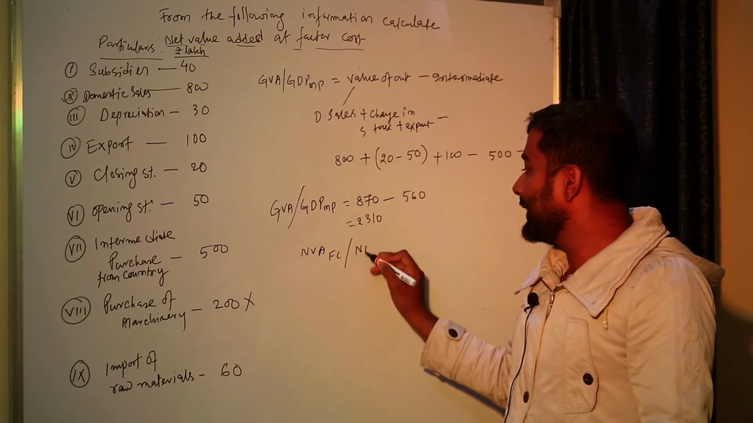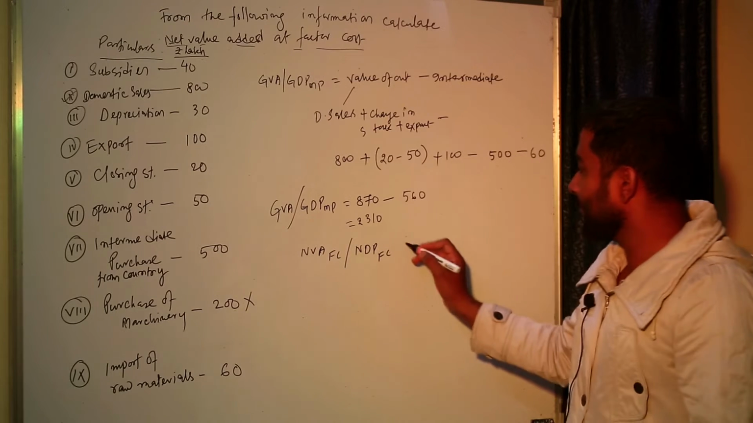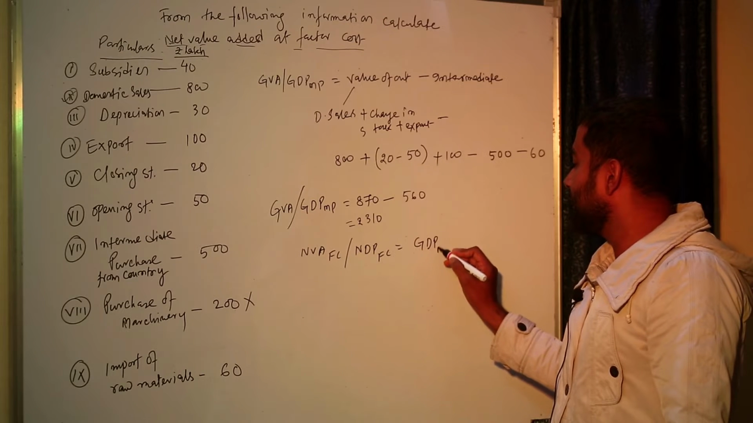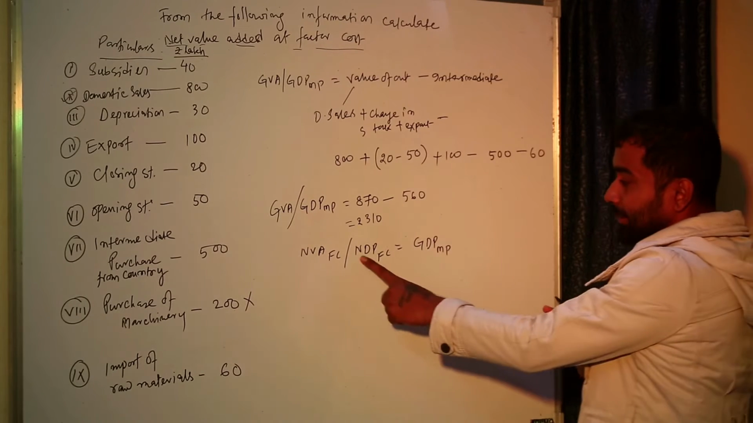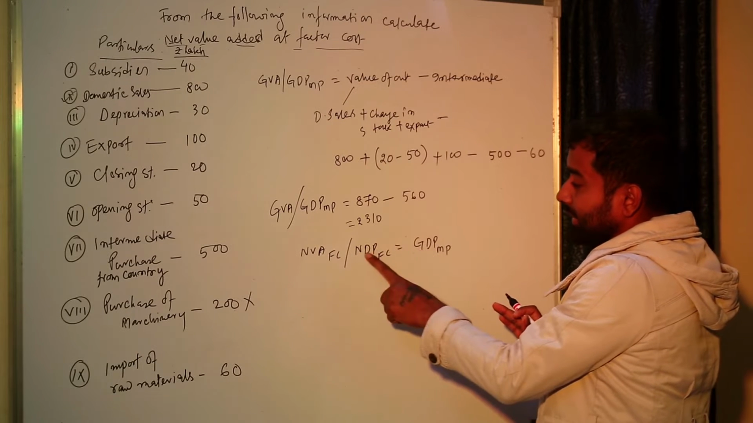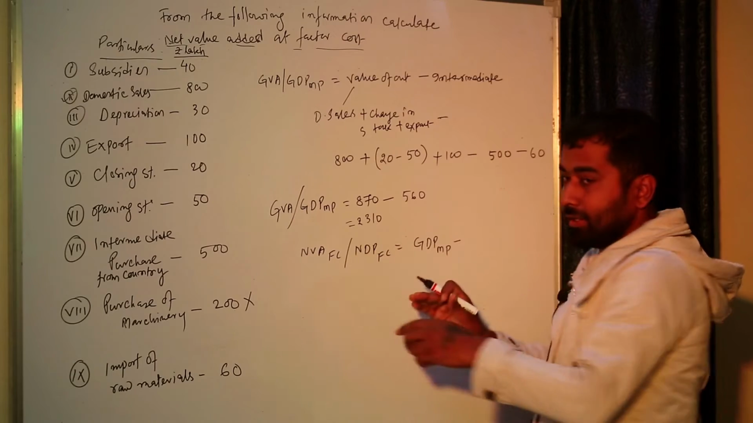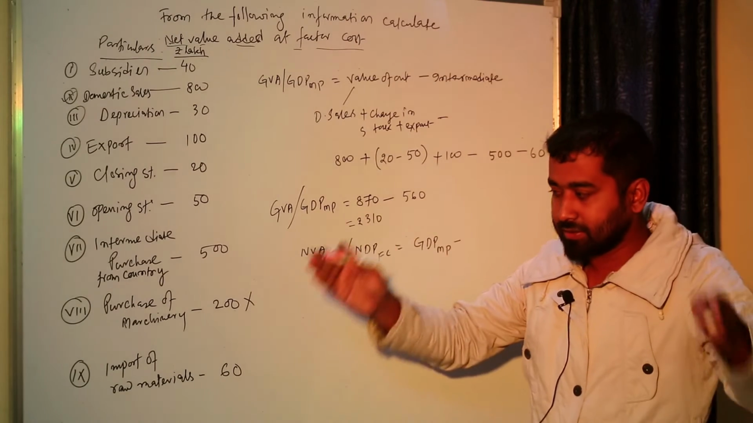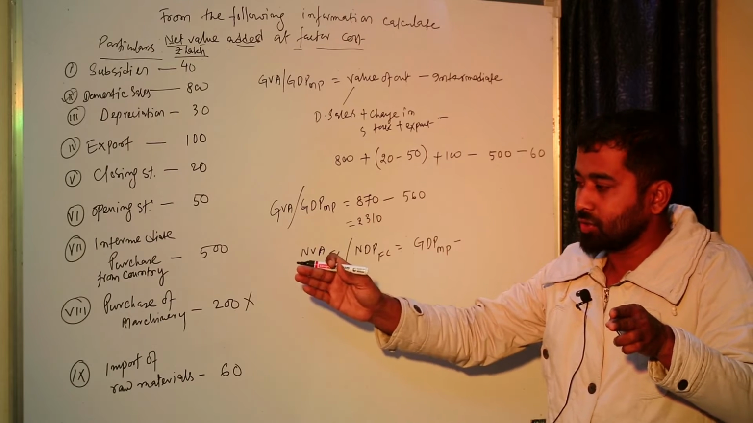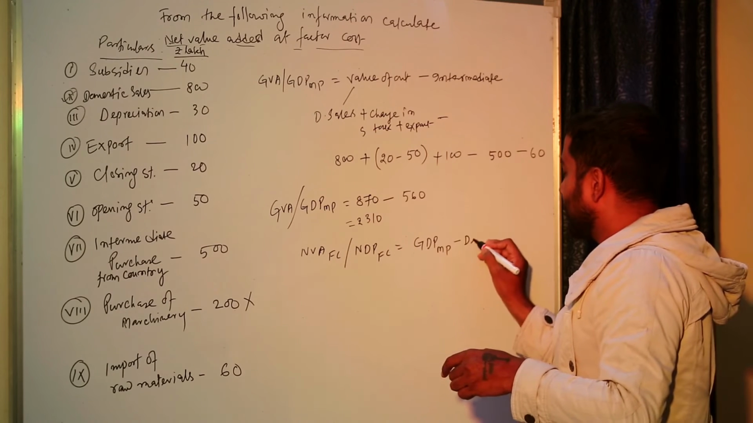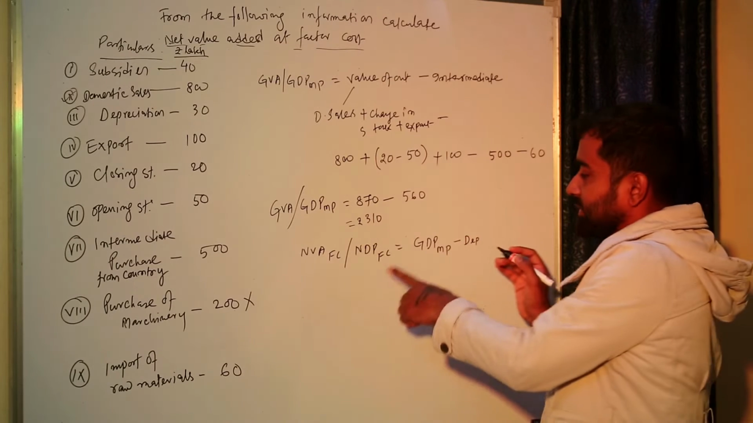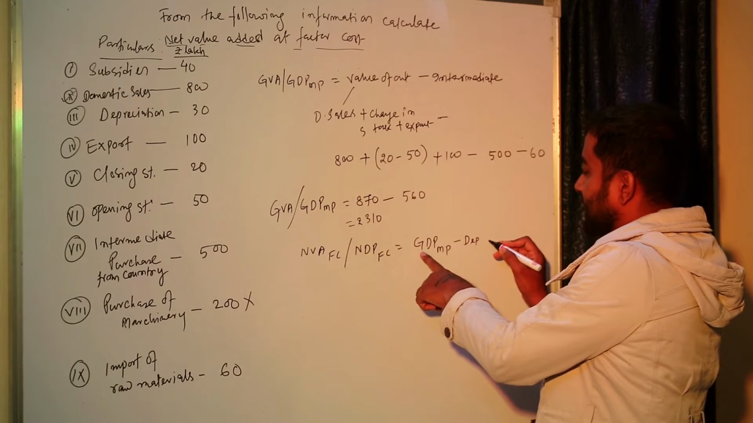Indirectly, NDP FC equals, I have GDP MP. Now use the tools. I am making net from gross. Net is a small one, gross is the bigger one, so I am making a smaller one from the bigger one. So reduce depreciation. The tool that takes gross to net is depreciation, so minus depreciation.